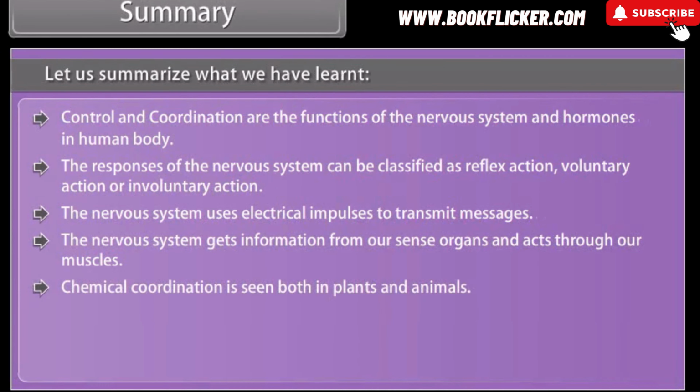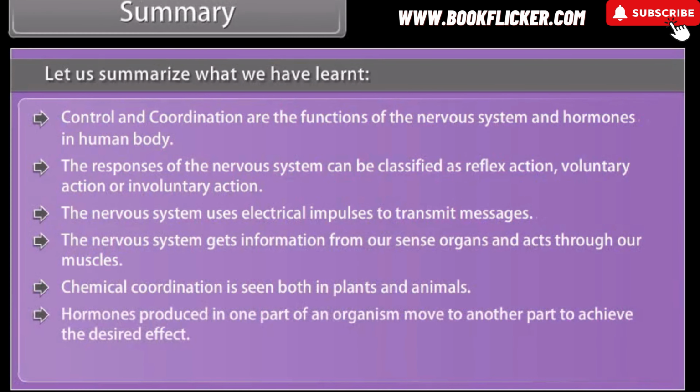Chemical coordination is seen both in plants and animals. Hormones produced in one part of an organism move to another part to achieve the desired effect. A feedback mechanism regulates the action of hormones.